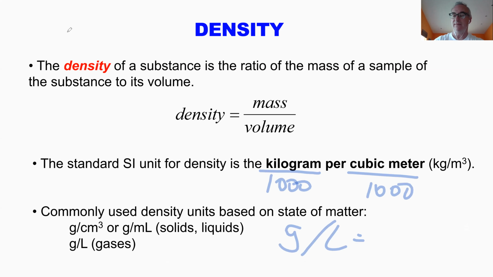For a gas, we usually give the density in grams per liter. For things that are more dense, like liquids and solids, we give it in grams per milliliter. Okay.